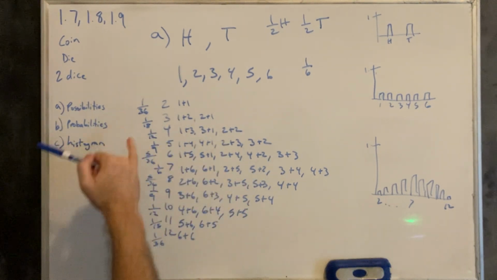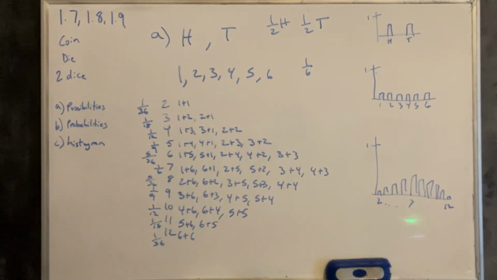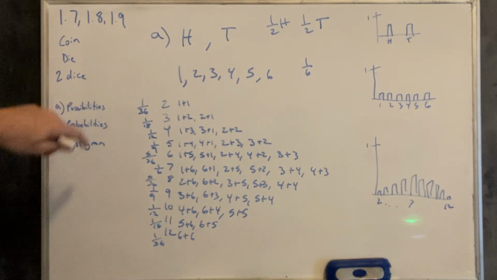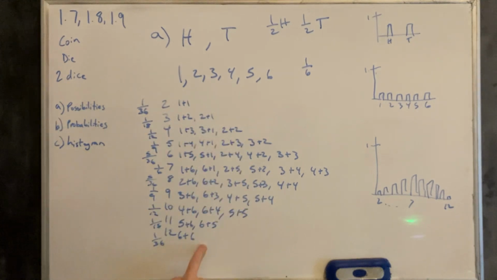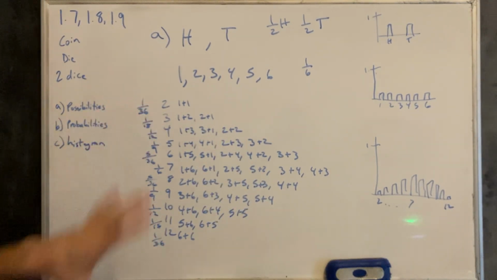And with 4, you have 1 in 12. 5, you have 1 in 9. So you have the highest chance of getting a 7. That's 1 in 6. Whereas to get snake eyes or double sixes, there's only a 1/36 chance. There's only one combination for each of those.